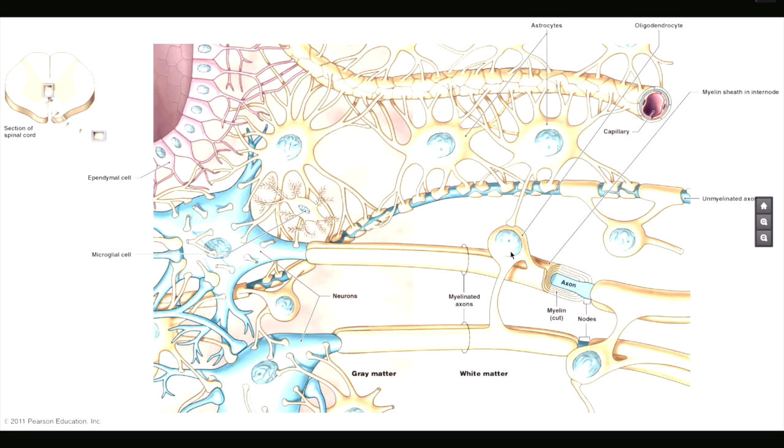Also in the CNS, we have oligodendrocytes. Here's oligodendrocytes. They form the myelin sheath, which you can see here. The myelin sheath insulates axons and speeds up action potentials. Myelinated axons appear white, and they're called white matter. And then unmyelinated axons, along with dendrites and cell bodies, appear gray and are called gray matter.